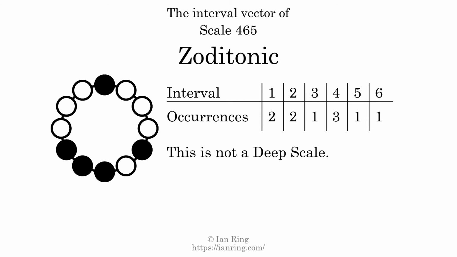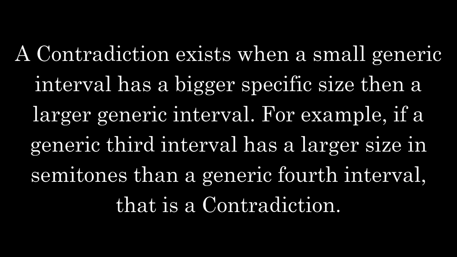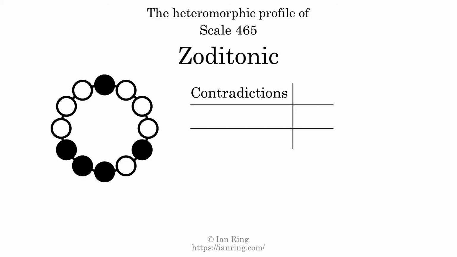Heteromorphisms are comparisons between every interval in a set. They can be classified as contradictions, ambiguities, and differences. A contradiction exists when a small generic interval has a bigger specific size than a larger generic interval. For example, if a generic third interval has a larger size in semitones than a generic fourth interval, that is a contradiction. The number of contradictions in this scale is 13.